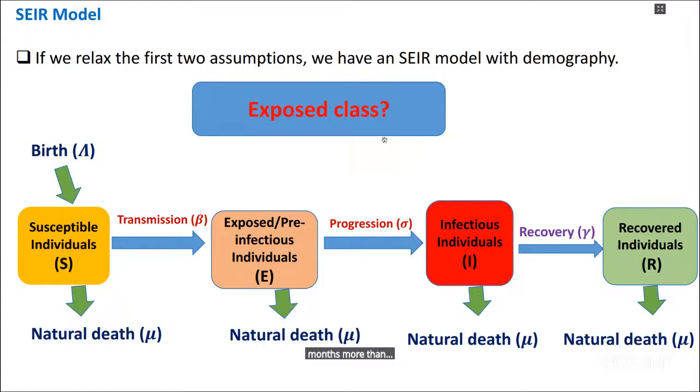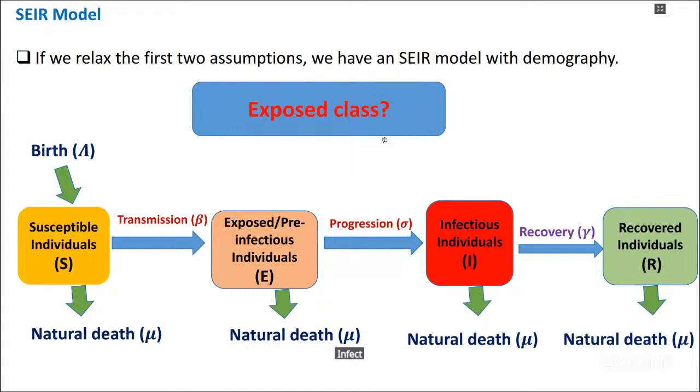And to avoid that confusion, that's why at the center, instead of using exposed, we use the word pre-infectious to remove that confusion. Because most times when public health people, when epidemiologists, see the word exposed, they have a different interpretation entirely. So to remove that confusion, instead of exposed, which is commonly used in math modeling, we have used the word pre-infectious individuals.